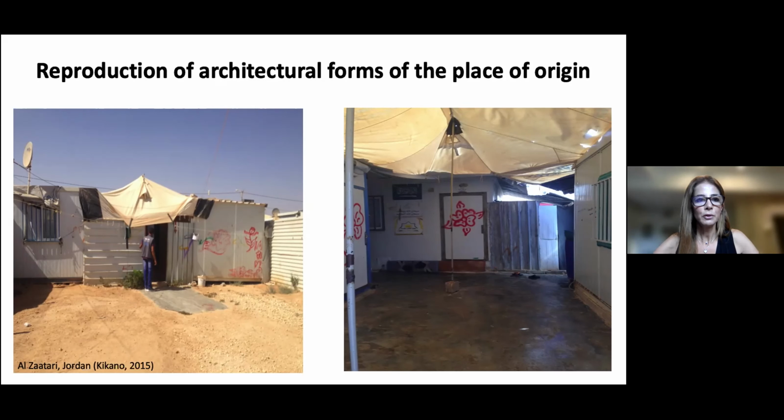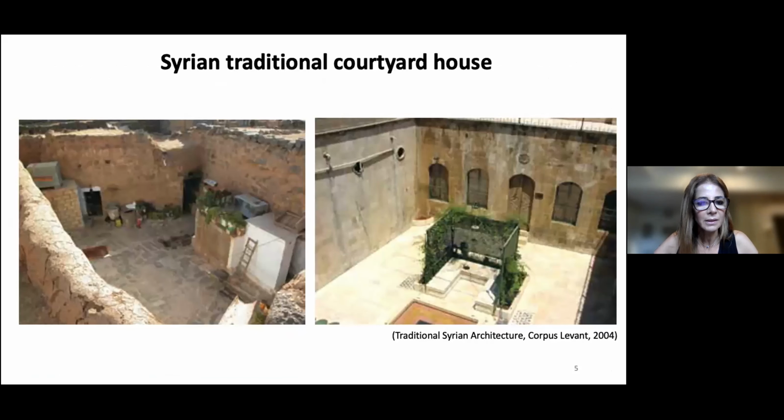So this picture shows the home of three cousins who moved their three caravans and created a courtyard house and covered the courtyard with the tent that they received before they were allocated caravans. And this is a picture of courtyard Syrian traditional houses, and the link, I believe, is obvious.